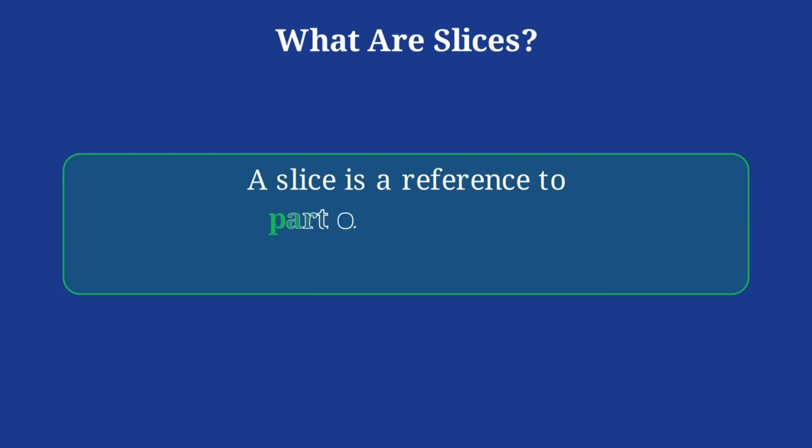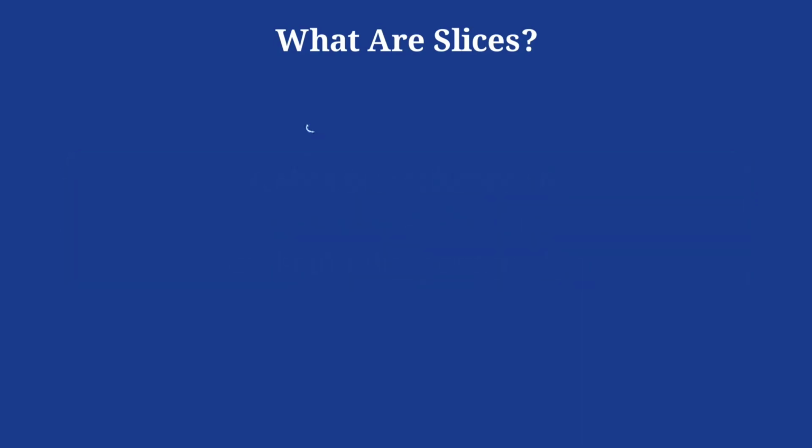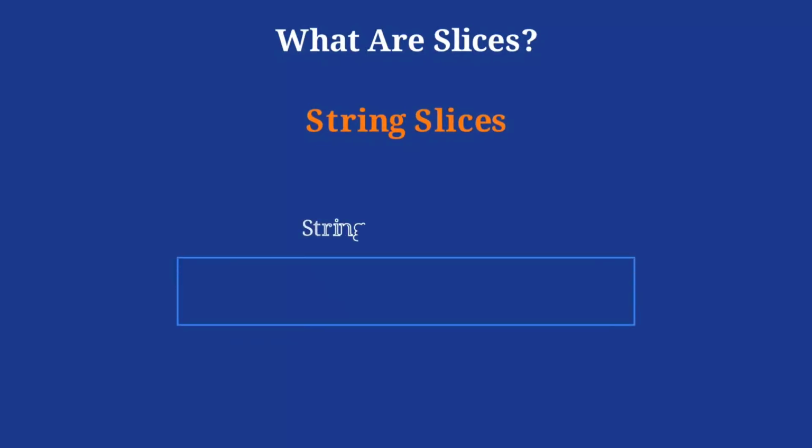Let's define it. A slice is a reference to part of a collection without taking ownership. That "without taking ownership" part is key. Slices are a type of borrow, which we'll come back to. The most common kind of slice you'll see is a string slice. Let's visualize a string we have in memory containing the text "Hello World." The string owns this data on the heap.